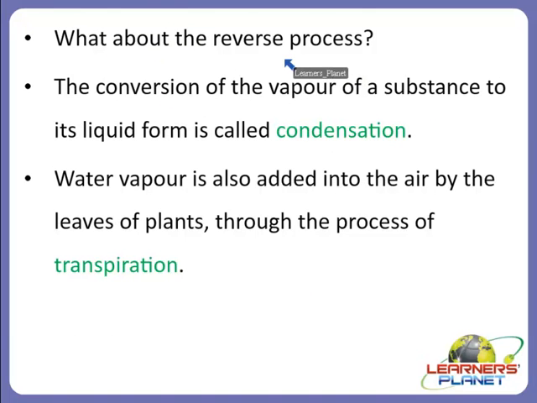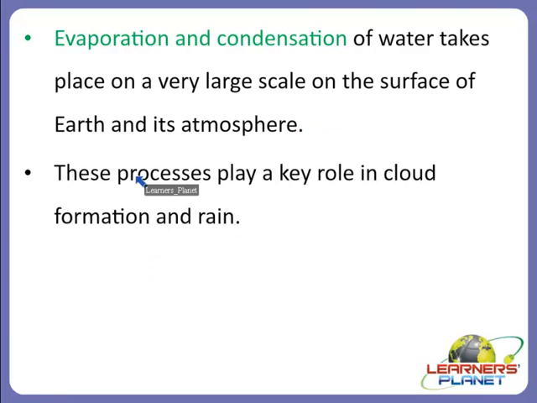And what about the reverse process? Yes, the conversion of the water vapor of a substance to its liquid form is called condensation. Water vapor is also added into the air by the leaves of plants through the process of transpiration. There are other processes, melting, freezing, right? And evaporation, condensation. So basically evaporation and condensation of water take place on a very large scale on the surface of the earth and its atmosphere.